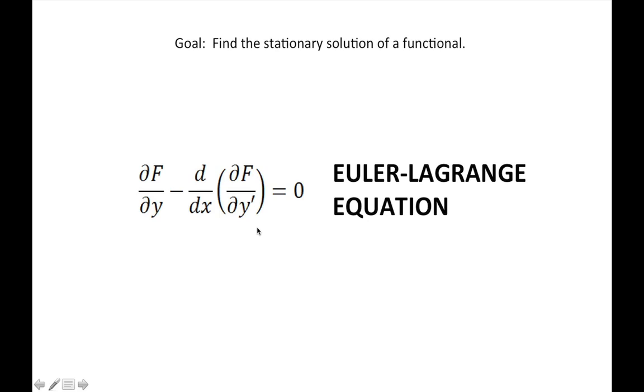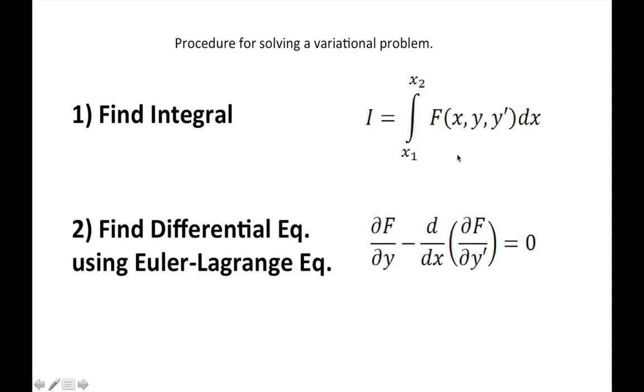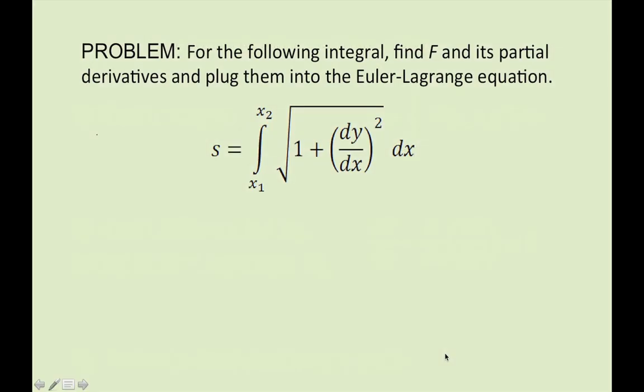So if we have a variational problem, all we need to do is first find the integral. Second, find the differential equation using the Euler-Lagrange equation. And third, solve the Euler-Lagrange equation to find the stationary path. Now that we've defined the Euler-Lagrange equation, let's use it. In this problem, I want you to find f and its partial derivatives and plug them into the Euler-Lagrange equation.